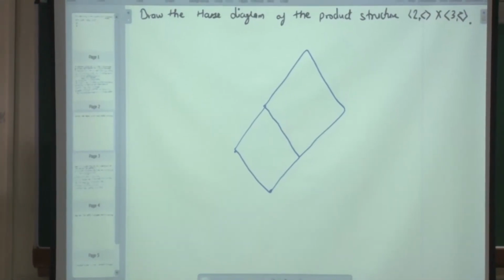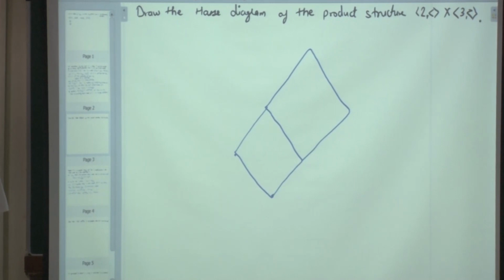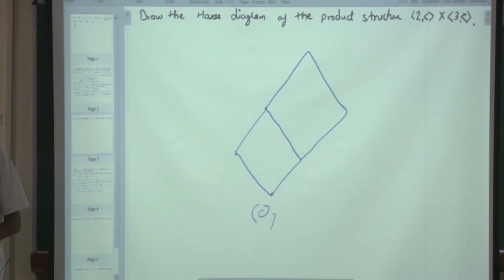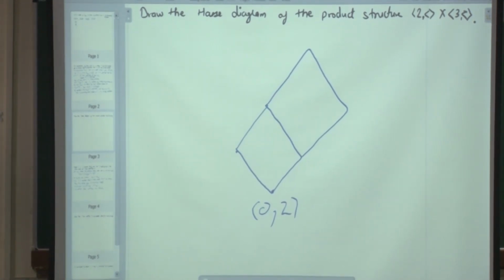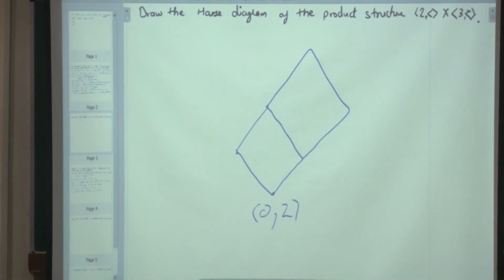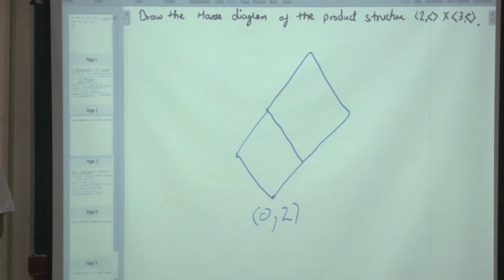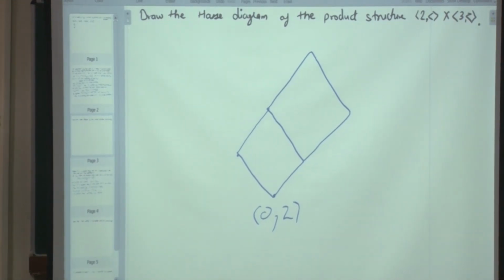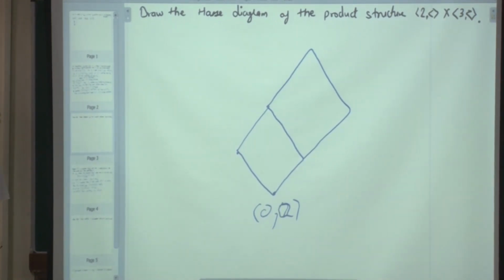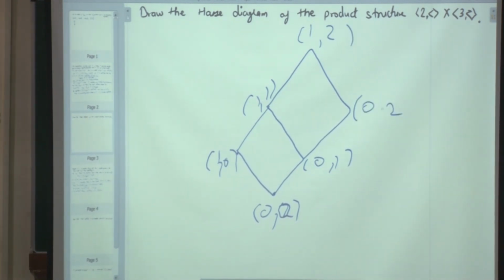This is a very simple structure. If you don't number them, then 0, 2 appears at the bottom. Oh wait, I have numbered them differently. You should call them 0, 1 and 0, 1, 2. So this will be 0, 0. And this will be 1, 0. 0, 1, 1, 1, 1, 2, correct? 0, 2, okay.